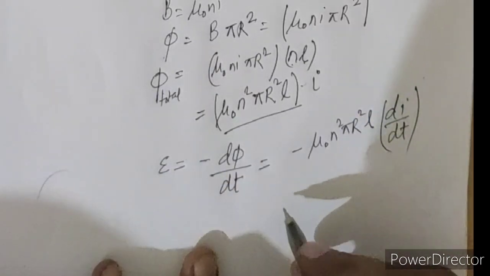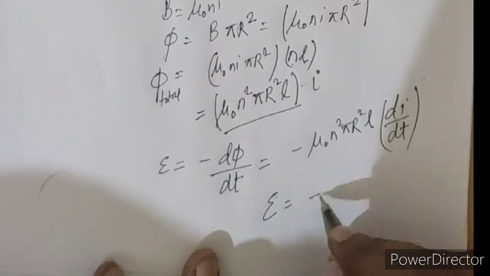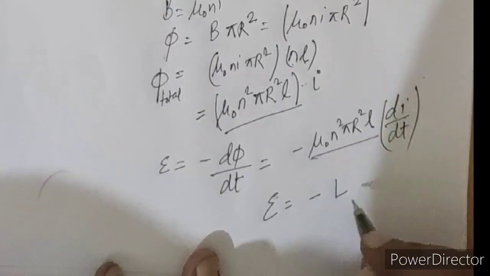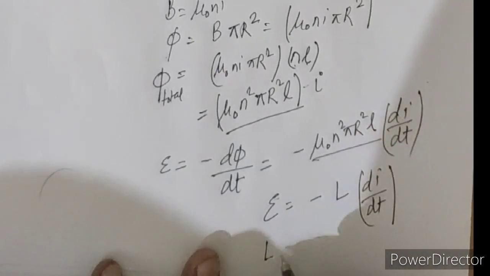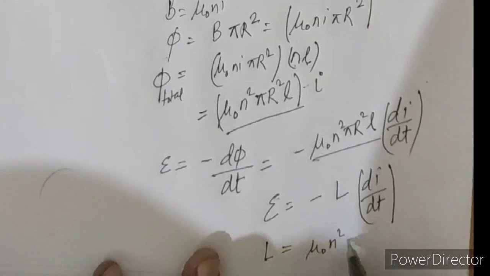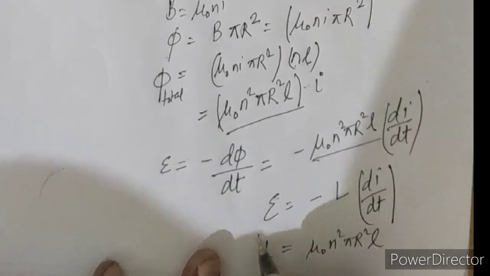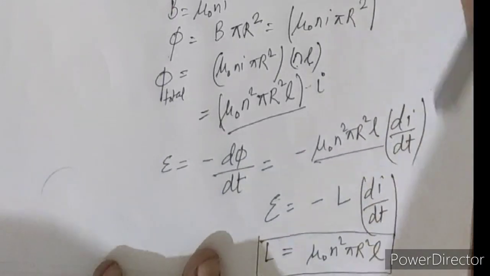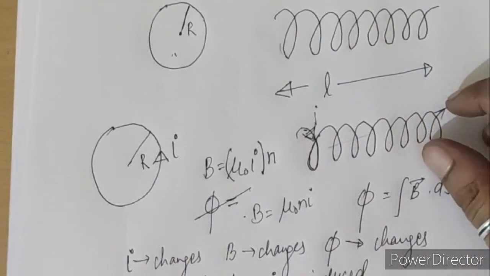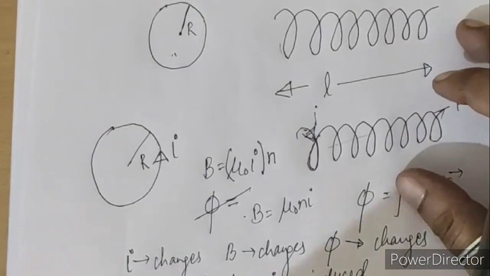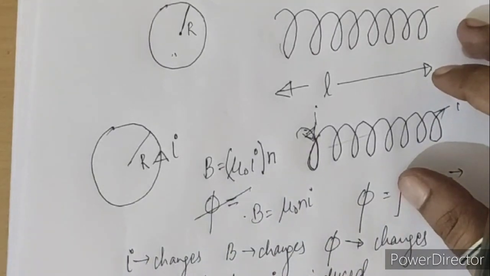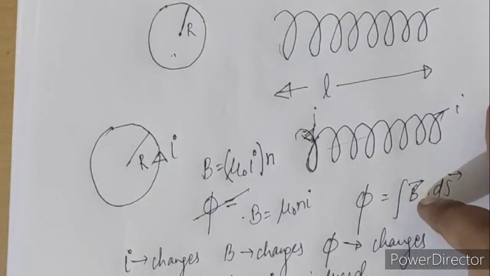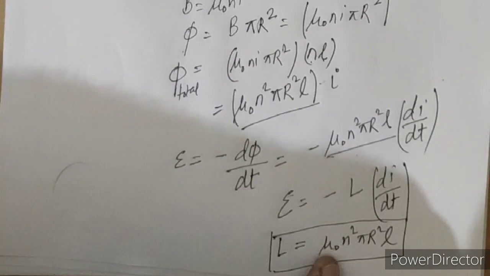So if you compare with this equation, maybe you can put this as one constant, L dI by dt. So if you put this constant, then we can say this constant is equal to mu naught n square pi r square L, and this constant is named as the self inductance of this long solenoid. So if you know the self inductance of the long solenoid, and if you know the rate of change of current in that long solenoid, you can calculate the induced voltage.